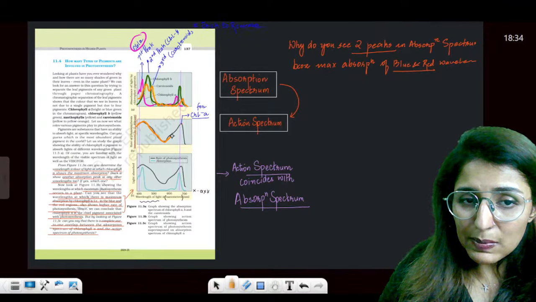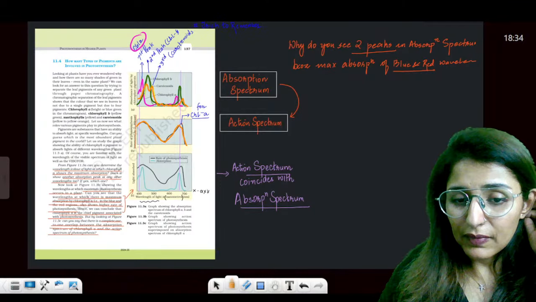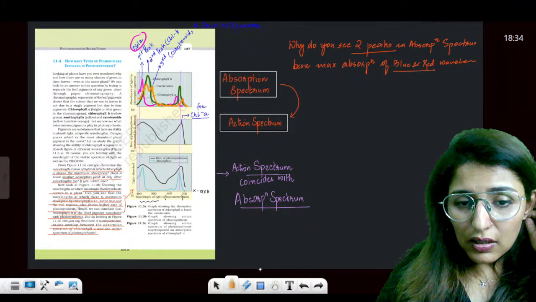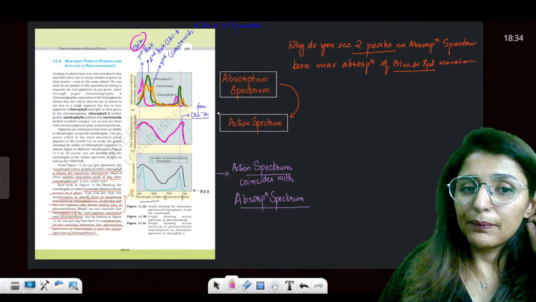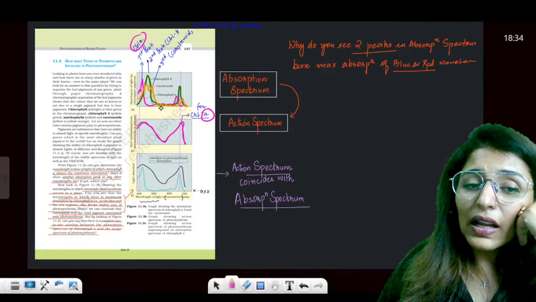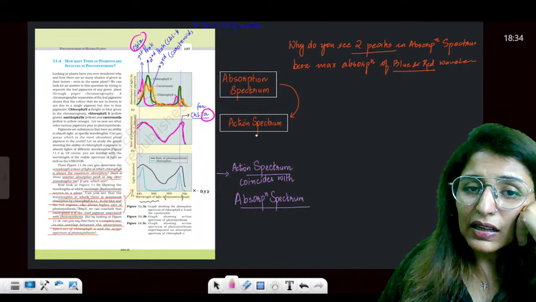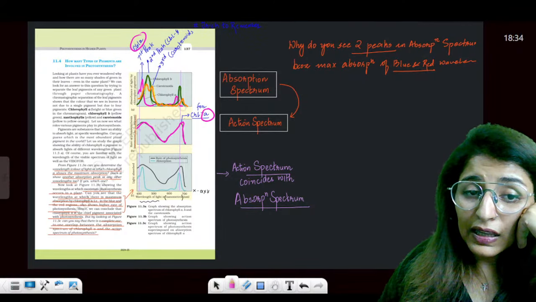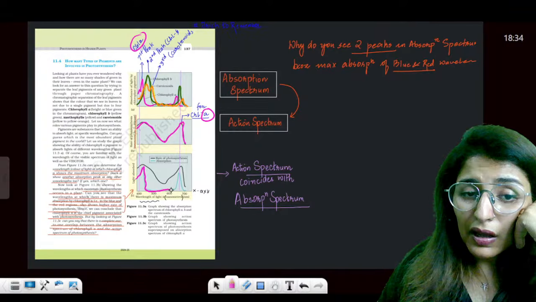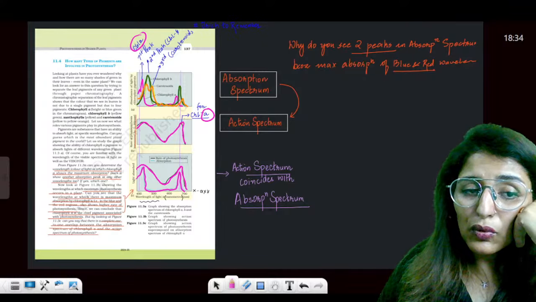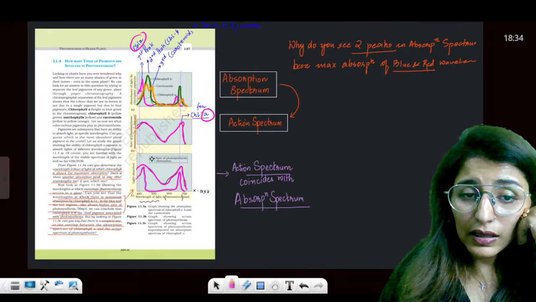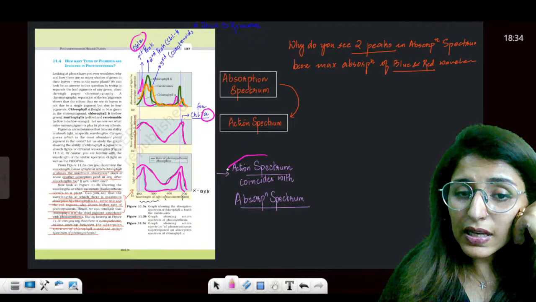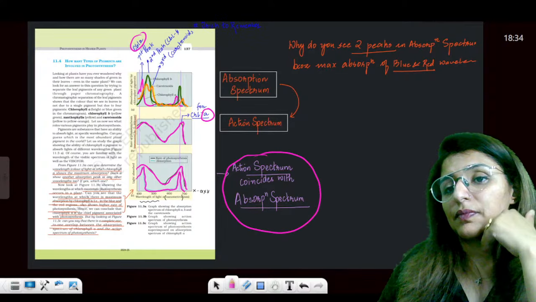shows us the action spectrum for chlorophyll A. Is this clear? So it shows the action spectrum of chlorophyll A. Now, when we overlap the two, action spectrum and absorption spectrum for chlorophyll A, we see this type of graph. Now, what is supposed to be understood here is that the action spectrum coincides with the absorption spectrum.